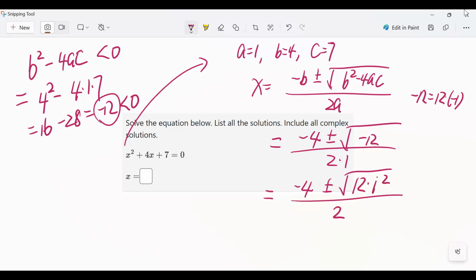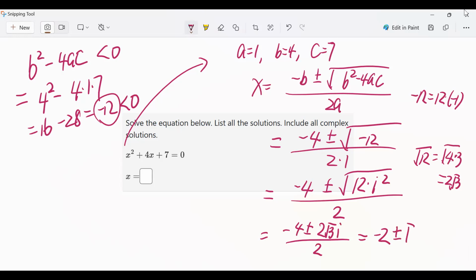Then we simplify 12, right? Square root 12 is square root 4 times 3. So it's 2 radical 3. So we get minus 4 plus minus 2 radical 3. Square root of i squared is i, over 2. Now divide: negative 4 by 2 is negative 2. And cancel the 2, you get plus minus radical 3i.